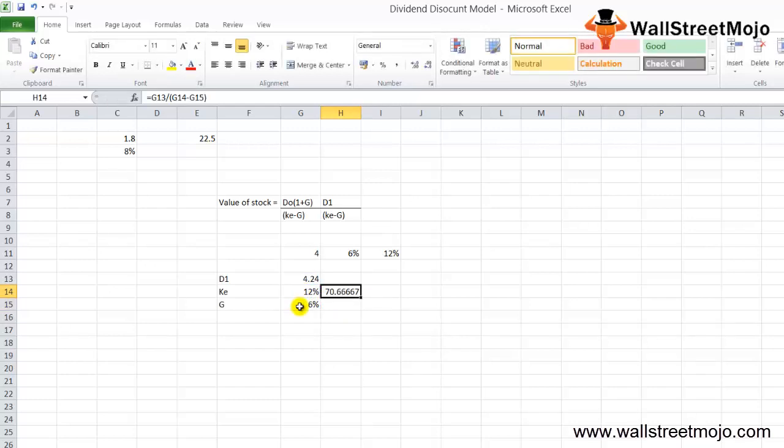We have the answer, $70.66. I hope you have got it. Now, Gordon's growth model. Let's take another example, example number 2.